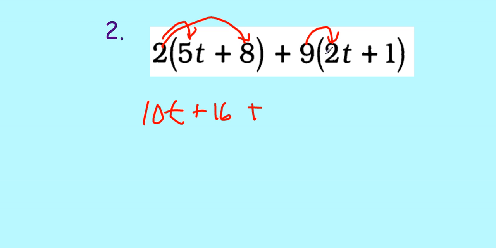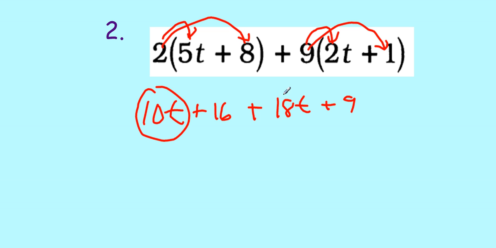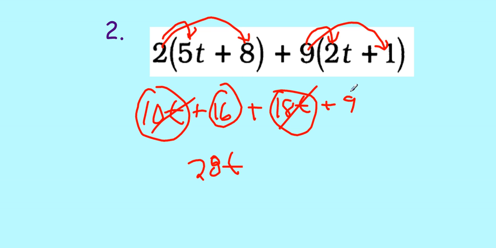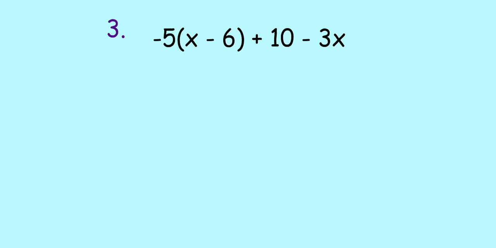9 times 2t is 18t. And then we have to do 9 times 1. 9 times 1 is 9. Combine your like terms. So your 10t and 18t make 28t. And then you combine your like terms here. Cross those out. 16 and 9 make 25.